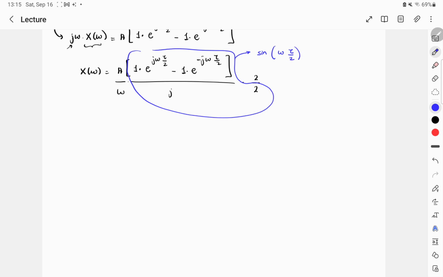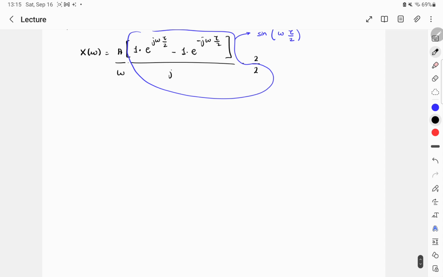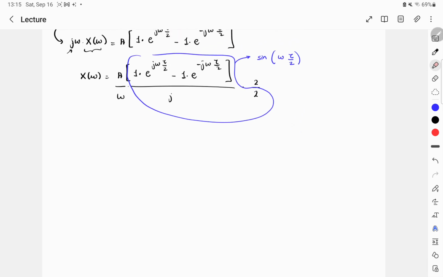Other equation, and we can just show it like that, and eventually we will have this expression over here, a over omega times sine of omega tau over 2 times 2, right? Yeah, 2.